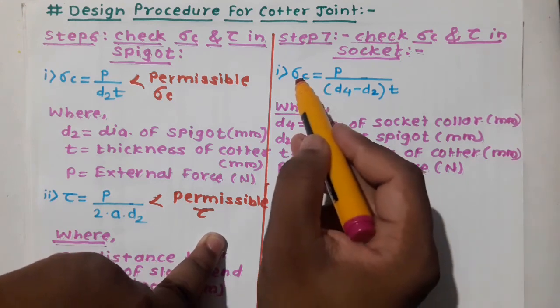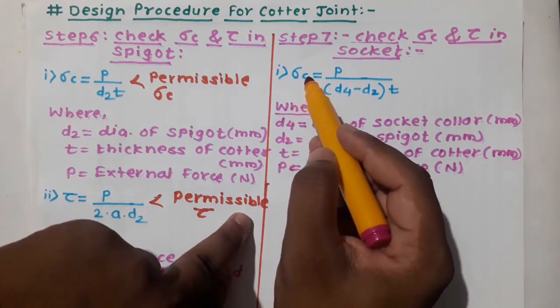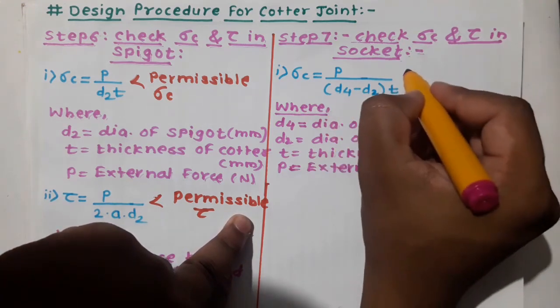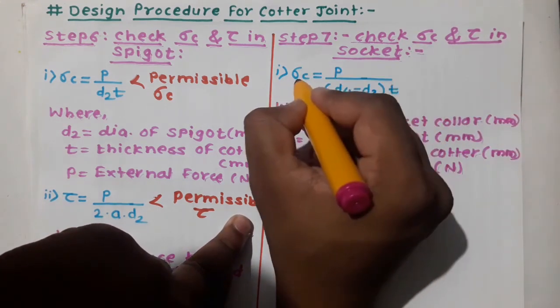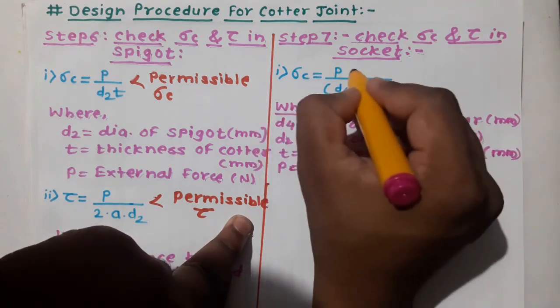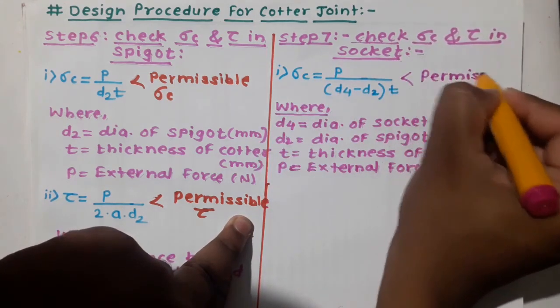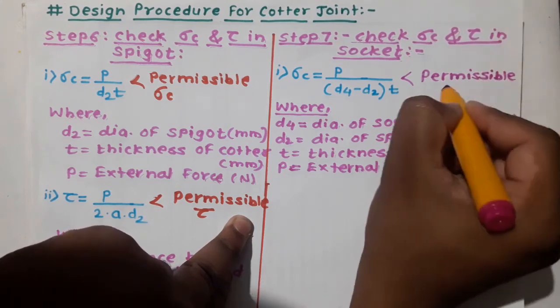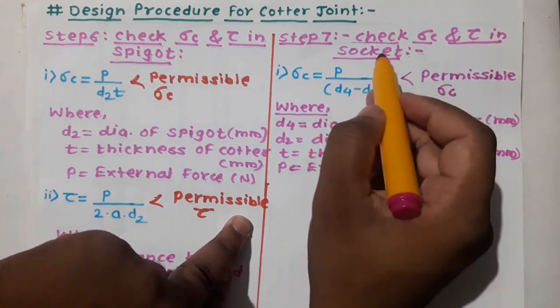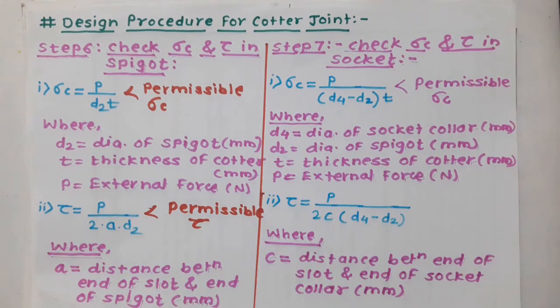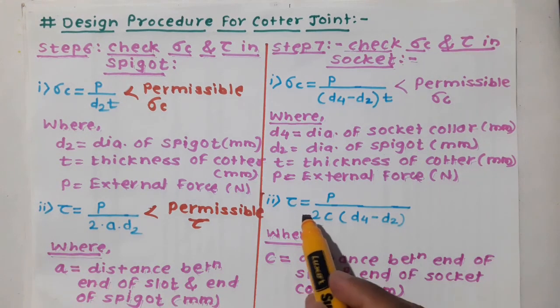So once you calculate the induced crushing stress in the socket, we have to compare its value with the permissible crushing stress, and the induced crushing stress sigma c, which is calculated from this equation, must be less than permissible crushing stress sigma c. Okay, then and then only we can say that the design of socket under crushing stress is safe. And this is the last part of this step number 7.